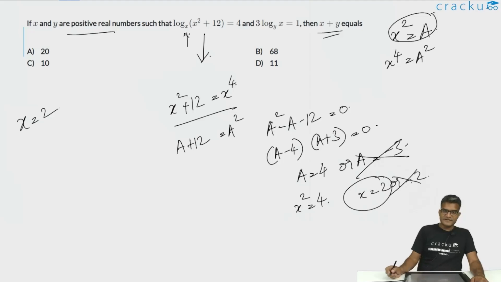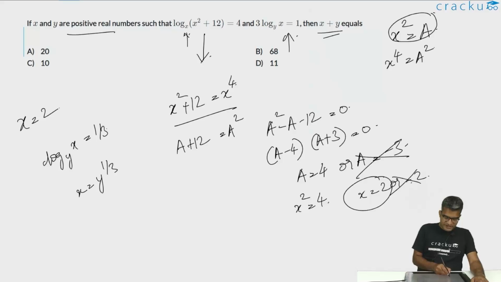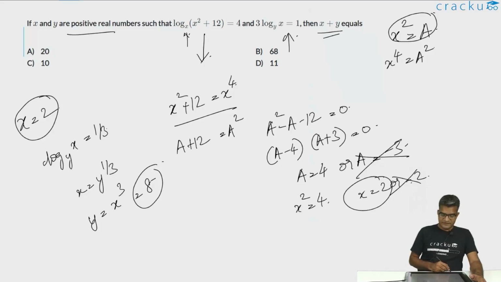Once we know the value of x, from this equation we can calculate the value of y. Because this would imply that log of x to the base y is equal to 1 by 3, or x is equal to y to the power 1 by 3, or y is equal to x cube. X is 2, so y is equal to 8. Therefore, the value of x plus y is 2 plus 8, which is equal to 10, which is option C.